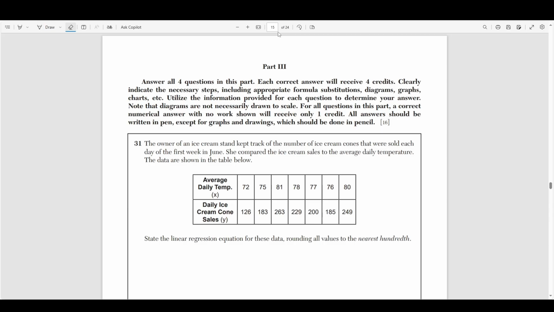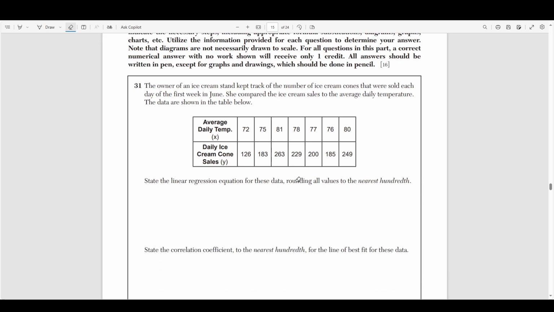That being said, we're going to start off with 31, which tells us that the owner of an ice cream stand kept track of the number of ice cream cones that were sold each day of the first week in June. She compared the ice cream sales to the average daily temperature, and the data are shown in the table below. The problem is asking us to state a linear regression equation for the data, rounding each number to the nearest hundredth. That's pretty important. So all we have to do here is use our calculator to solve the problem.